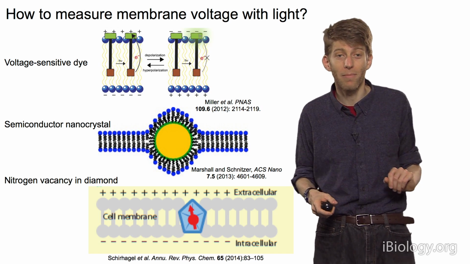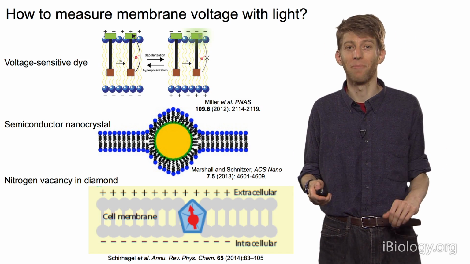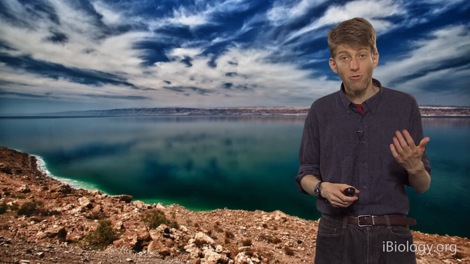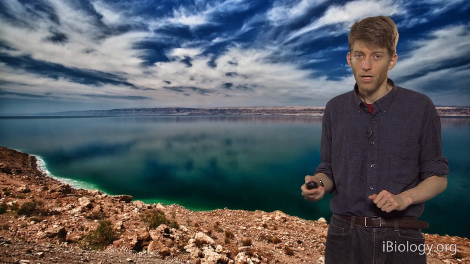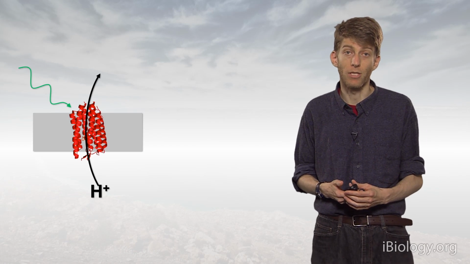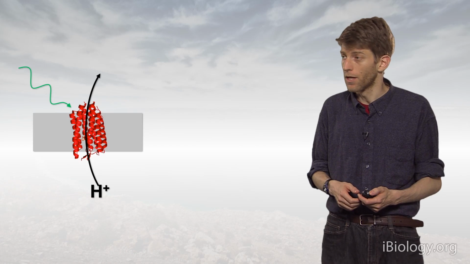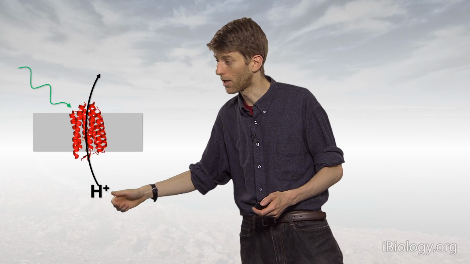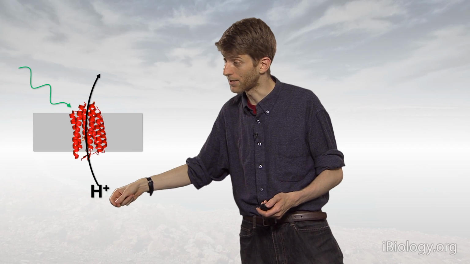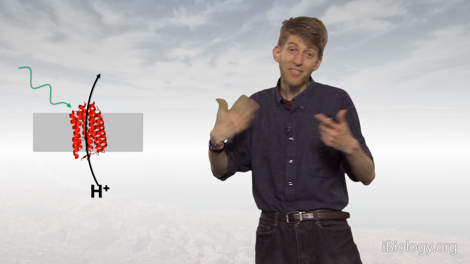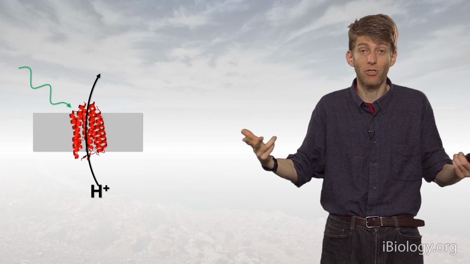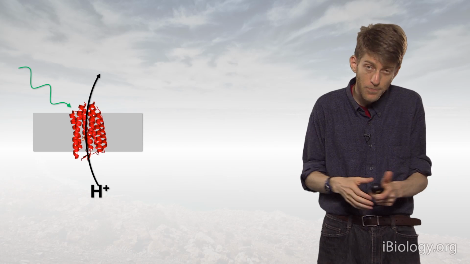I'll tell you just a little bit about one indicator which we've been developing in my lab. The story starts here. This is a picture of the Dead Sea. There's a microorganism that lives in the water here that produces a transmembrane protein called archaerhodopsin 3. This protein absorbs sunlight and uses that energy to pump a proton, a charge, from inside the cell to outside the cell. This generates a membrane voltage which this creature uses to power its metabolism.